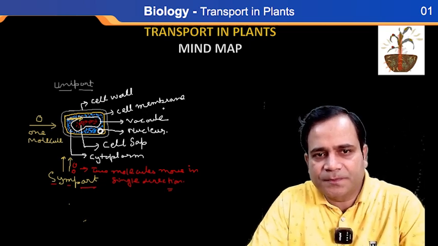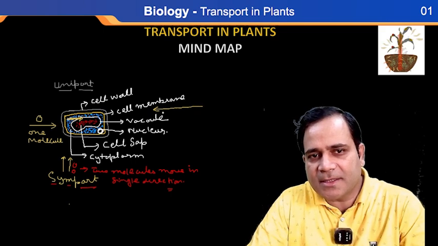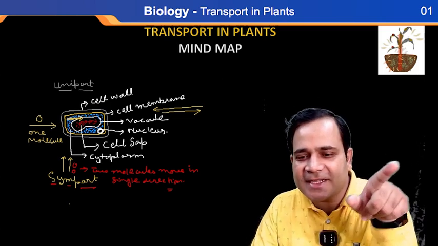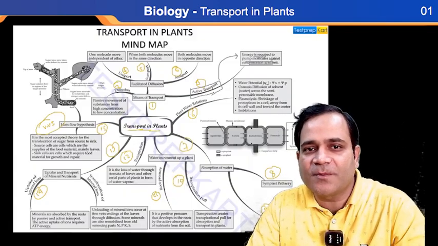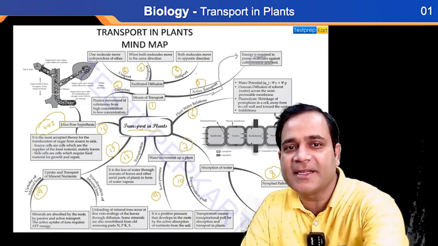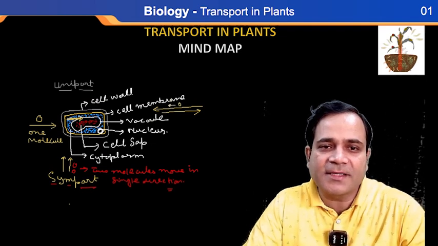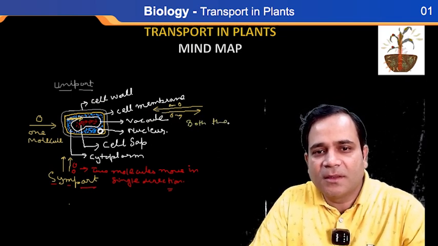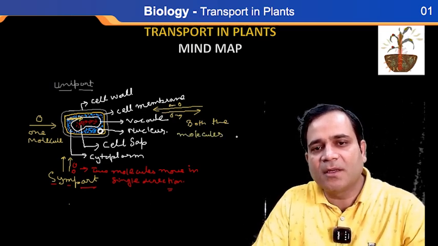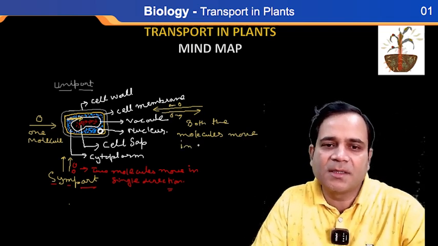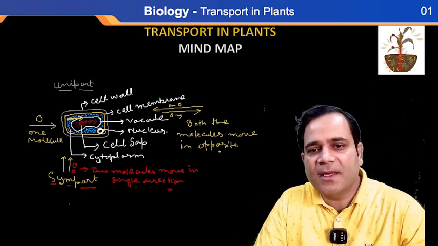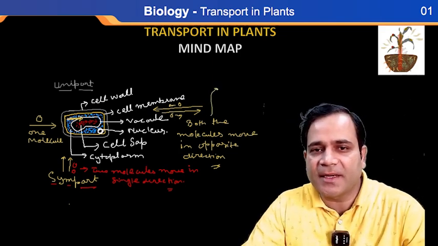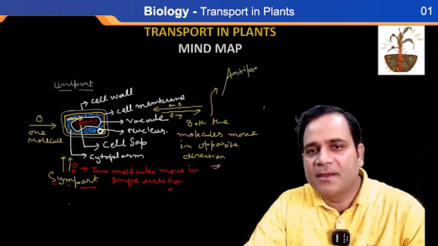Here, see. Suppose the molecules move in this direction and other molecules move in this direction. If the molecules move in two different directions, both the molecules move in opposite directions, not in a single direction, then it is known as what? One of the molecules is moving in this direction and the other in this direction. Both the molecules move in opposite directions. Then it is known as what, my dear? Antipode.